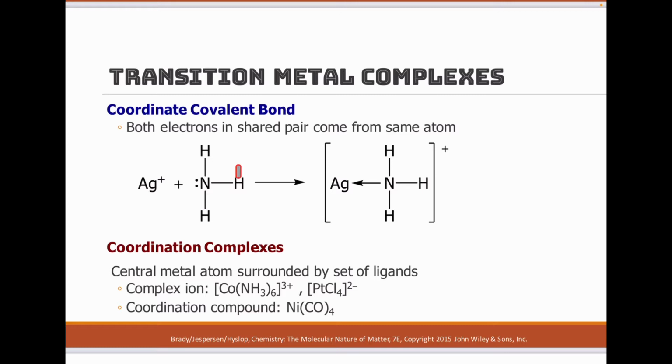This is the example. So this one is the cation and this is the lone pair. The lone pair here will be shared with the cation, so we'll form this one. Coordination complexes have a central metal atom surrounded by a set of ligands. This is an example of a complex ion and a coordination compound.